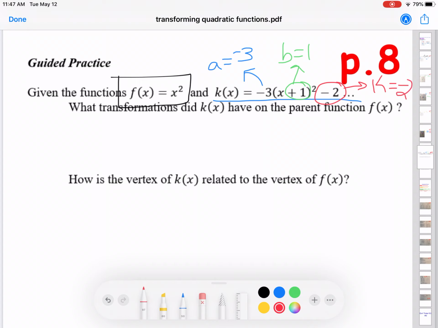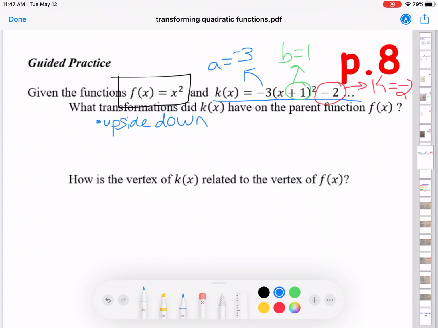So our first question says, what transformations happened here in k of x? So starting with our a value, 2 things happened here. Because our a value is negative, our graph is reflected upside down. Now the parabola faces upside down.